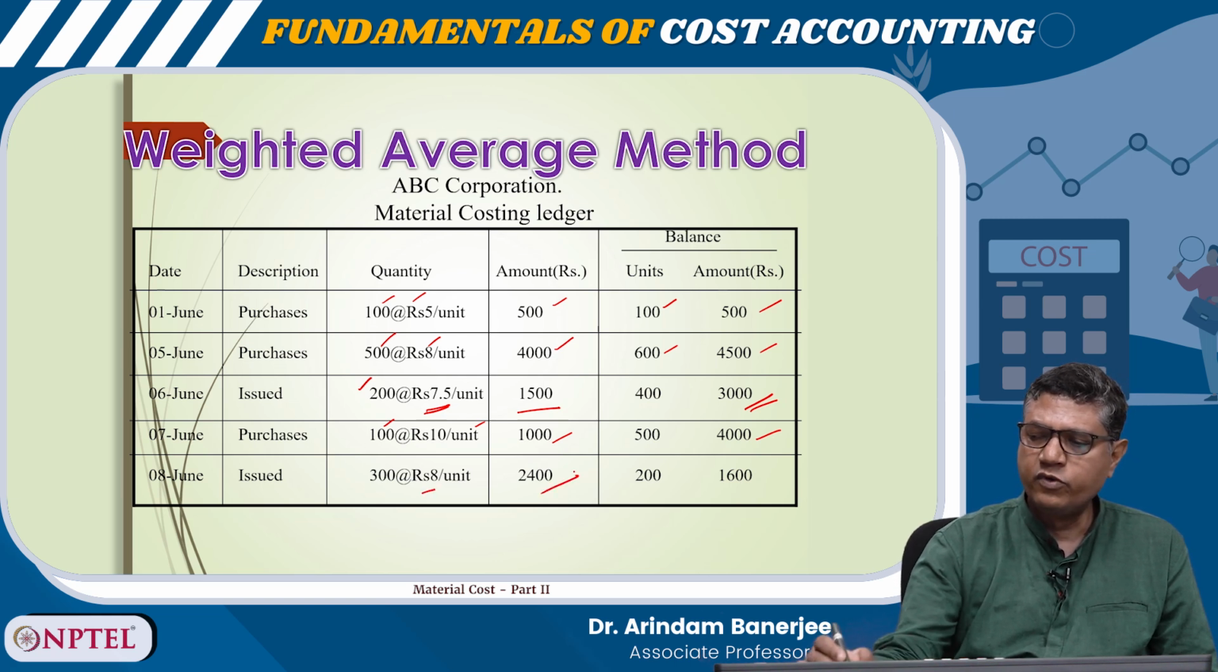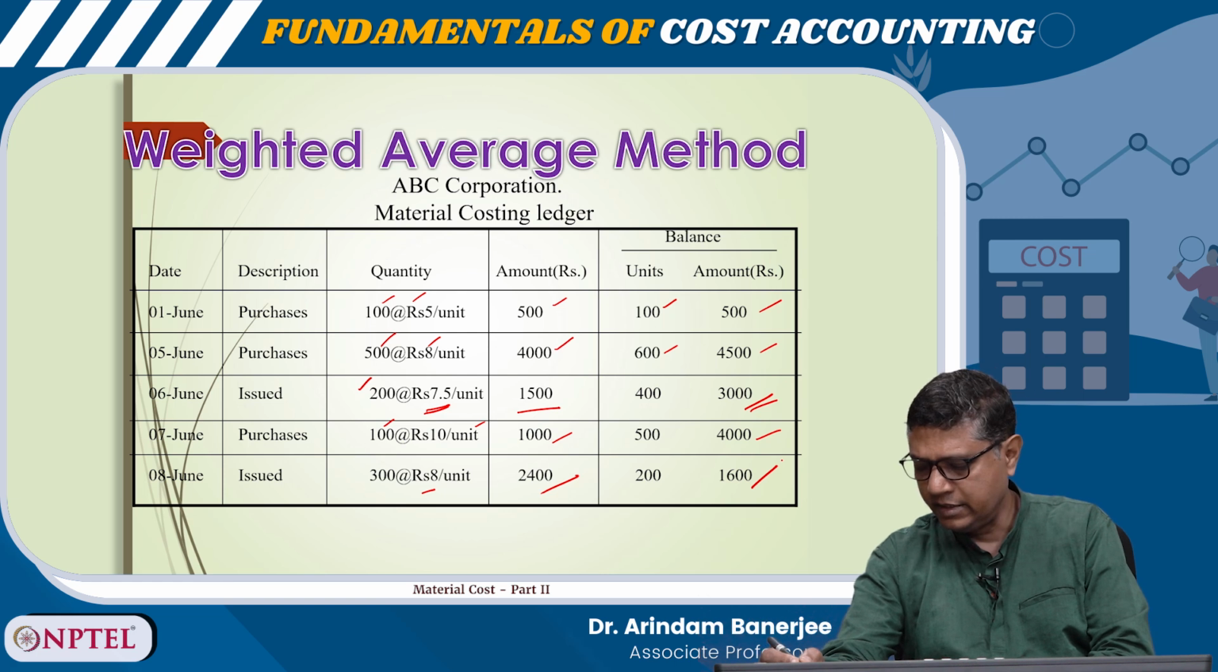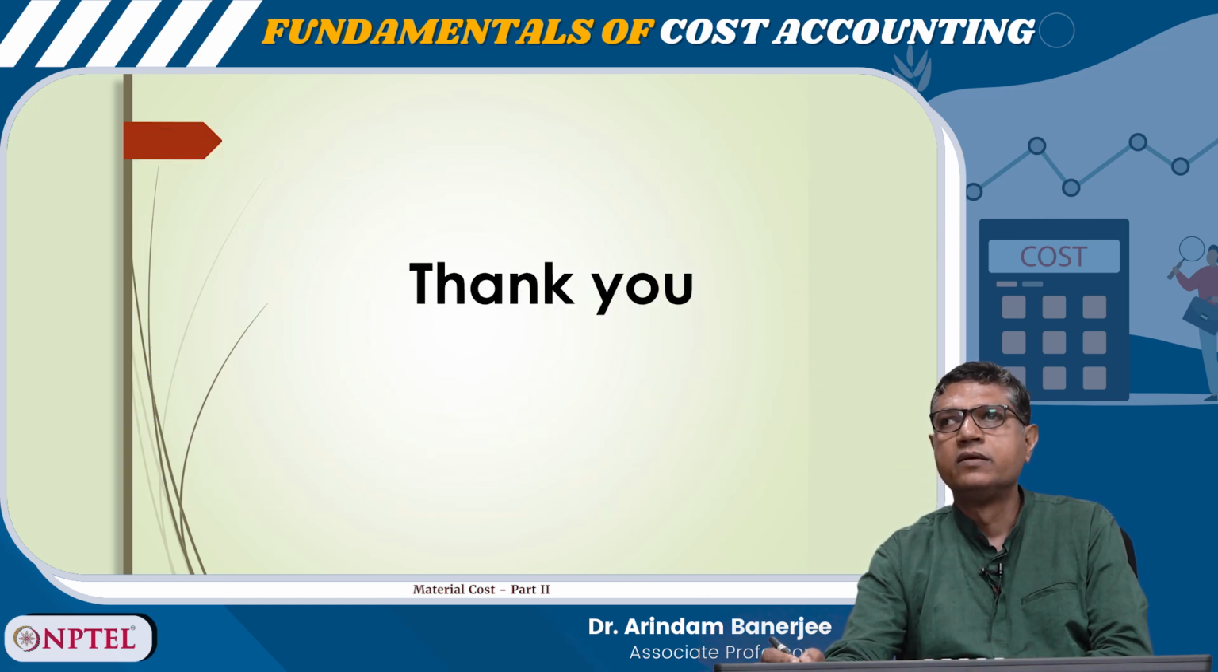So, 2400 and 1600 is the closing balance. So, thank you. At the end I am making a recap. On the valuation of material, we are concerned primarily with two questions.